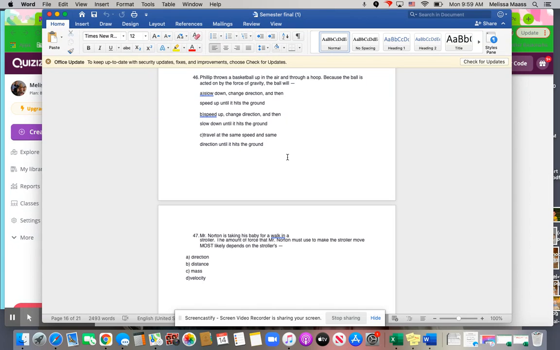46. Philip throws a basketball up in the air and through a hoop. Because the ball is acted on by the force of gravity, the ball will, you're basically describing what the ball will do and picking the right choice. So the ball will, the force of gravity is going to pull it down. So you guys know, like when you throw a basketball up in the air, it's going to go through a hoop, but it does stuff. So it's going to slow down, I'm reading A. So slow down, change direction, and then speed up until it hits the ground. Speed up, change direction, and slow down until it hits the ground. No, B doesn't sound right. Travel at the same speed and same direction until it hits the ground. Nope, it's going to be choice A.